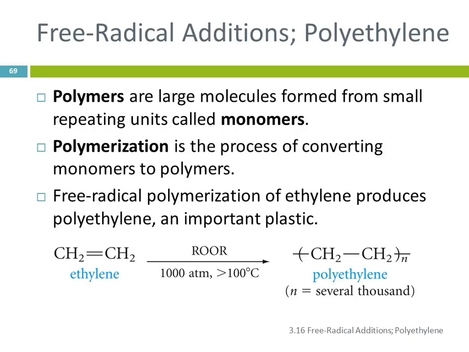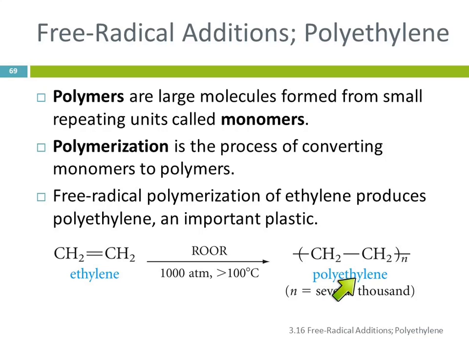I've never actually been able to figure out what exactly a mer is, but a polymer has a lot of them, and a monomer only has one of them, right? So polymerization is the process of taking those monomers and connecting them to become a polymer. Polyethylene is formed by the free radical polymerization of ethylene. So this is ethylene. And what happens is, with an appropriate catalyst, we end up with polyethylene.